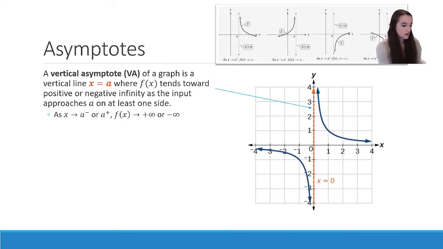So in other words, a vertical asymptote occurs as x approaches a minus or a plus, so a from the left or a from the right, f of x approaches positive infinity or negative infinity. Doesn't matter which, and yes, there are examples, as I have up here at the top of the screen, where we only need it to happen on one side for it to be considered a vertical asymptote.